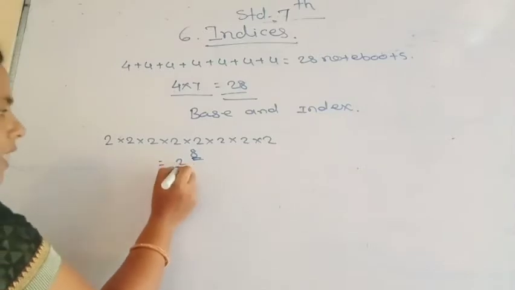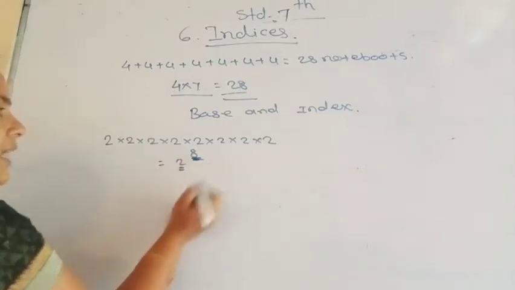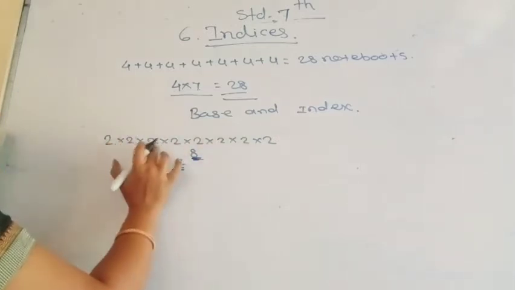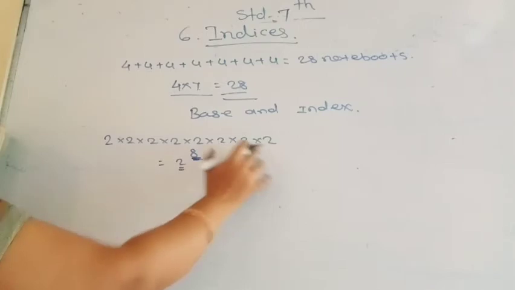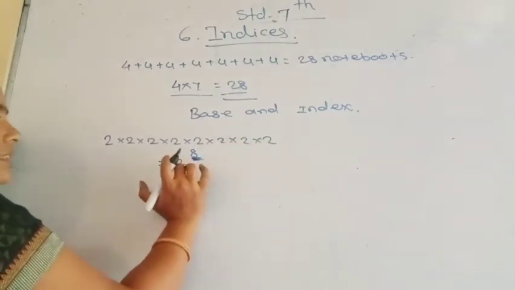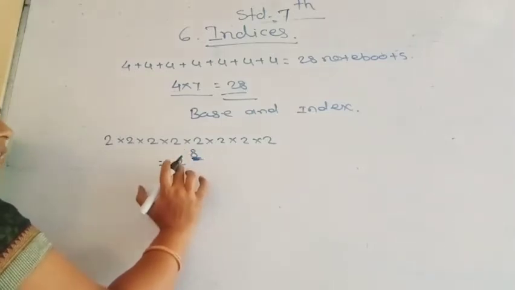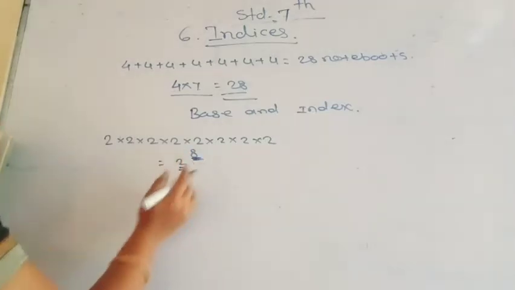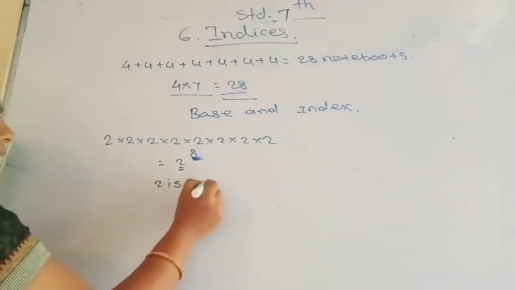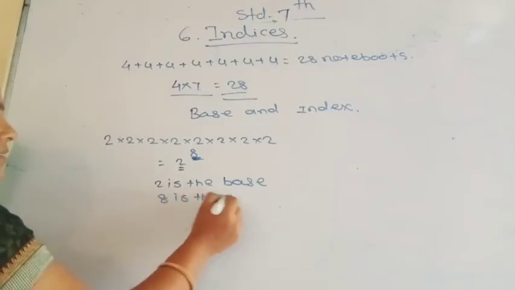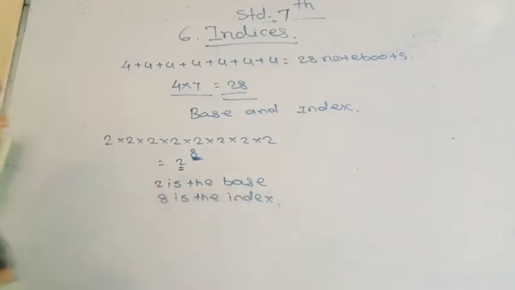Here 2 is called the base and 8 is called the index. 2 is multiplied 8 times. In short form, you write it as 2 index 8. So 2 is the base and 8 is the index.